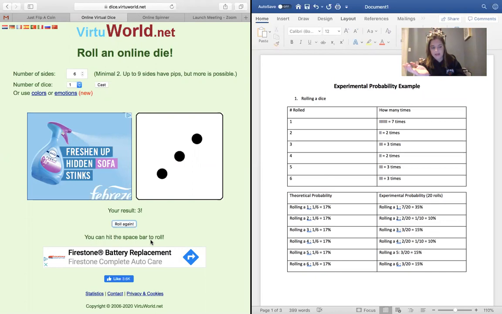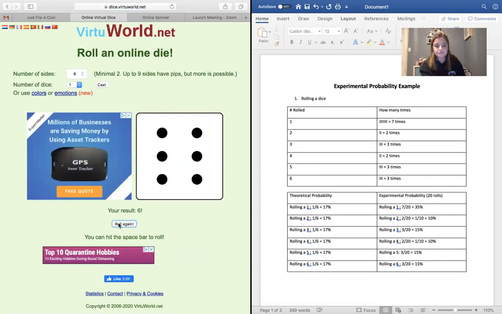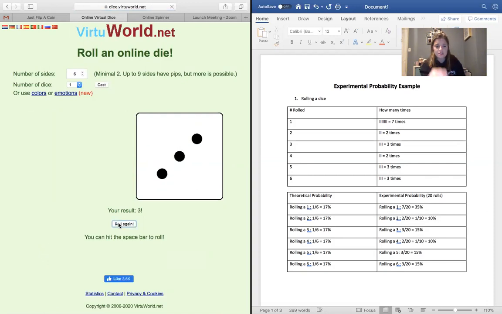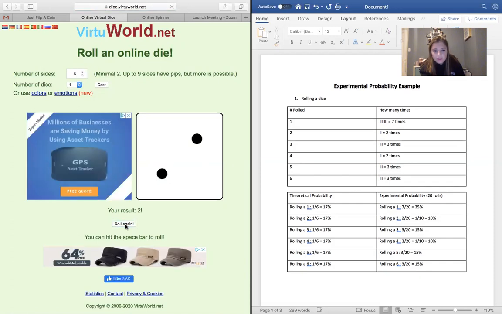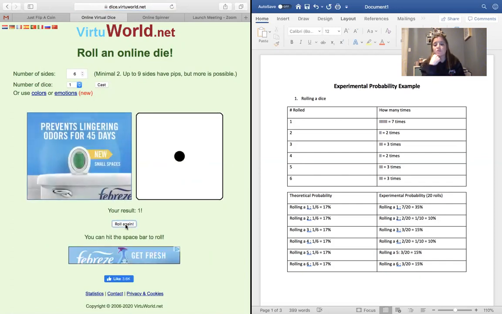And then you can keep track in a table. I wrote it down and then transferred it over to a table, as you can see. So I was just rolling the dice. You're going to roll it 20 times. So you just keep rolling. So 6, 3. It's kind of slow. 3, 2. You're just going to keep rolling it 20 times, and you're going to keep track of what you get.